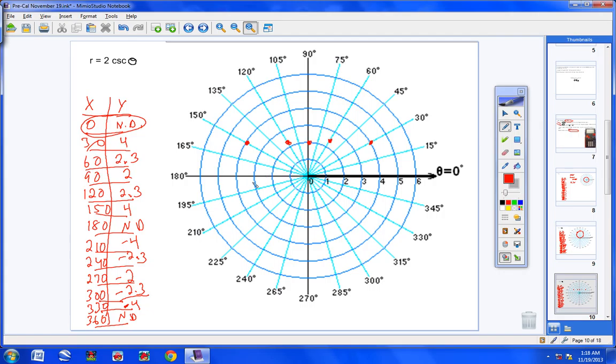And then 180 is not defined, and then 210 is negative 4, so I go to the 210 ray, but because it's a negative 4, then I go back the opposite direction here. Oh, it hits right here, there's 4. And then 240 is negative 2.3. Well, that's going to hit that same point right there. 270, negative 2. Here's the 270 ray, but I'm going to go negative 2, so I go the other direction.